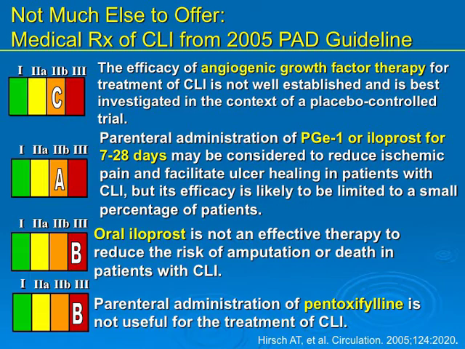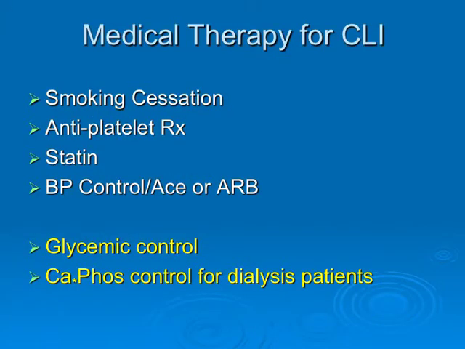In the 2005 guidelines, a 2B for angiogenic growth factor, only to be done in the setting of a clinical trial. Iloprost infusion, a 2B. Efficacy is likely to be limited to a small percentage of patients. Class 3, do not use oral iloprost. And Class 3, do not use parenteral pentoxifylline. So not much benefit from iloprost and other agents.